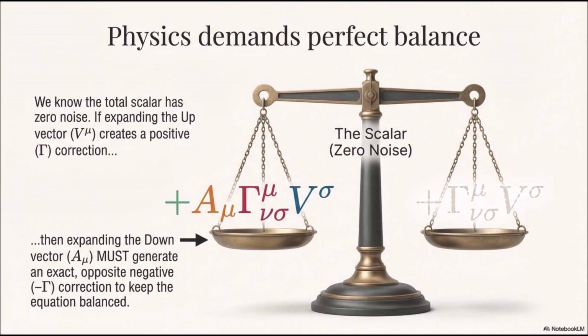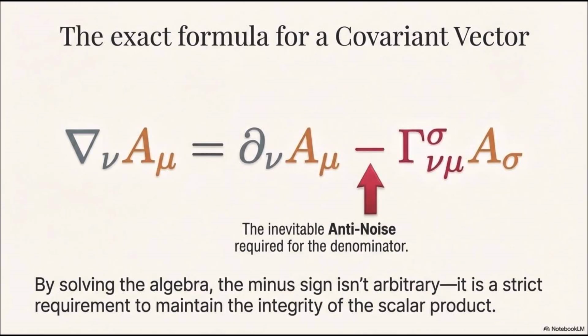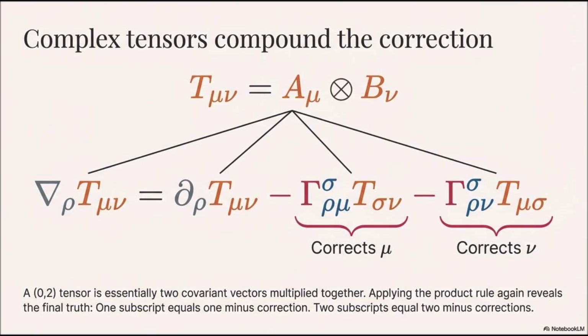Let's proceed to section 5.2, extending this logic to 0-2 tensors. Right. What if you have a true tensor, like a 0-2 tensor, which has two subscripts? Well, because it is made of two covariant pieces, the derivative must distribute its corrections to both indices independently. And because they are both subscripts, they both require the minus sign.